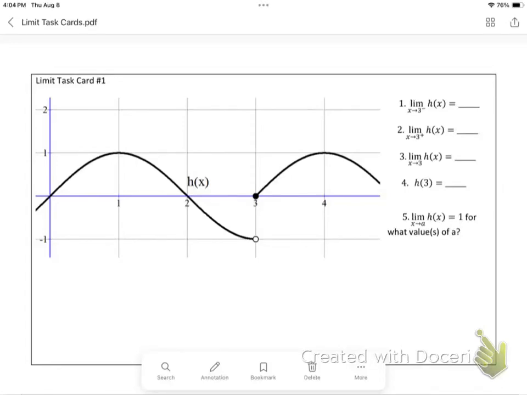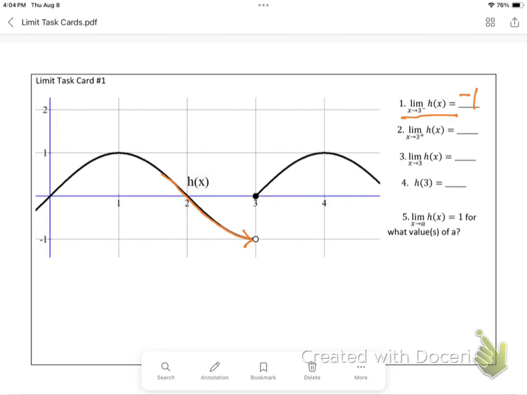In this video, we're going to go through some task cards. Let's see what this first question is asking for. It wants me to find the limit as x approaches 3 from the left of h of x. So I'm going to go to the graph and approach the x value of 3 coming from the left-hand side. I see that the output approaches a limit of -1.